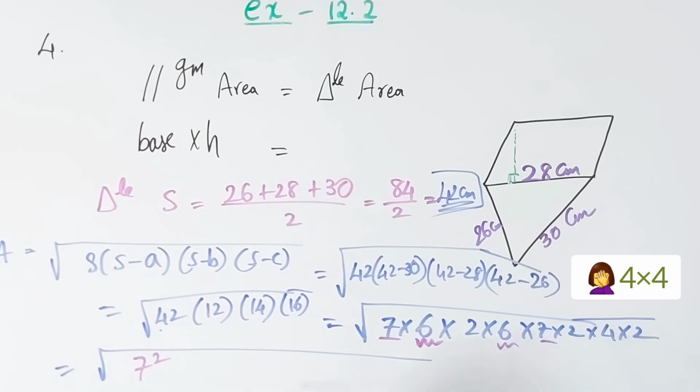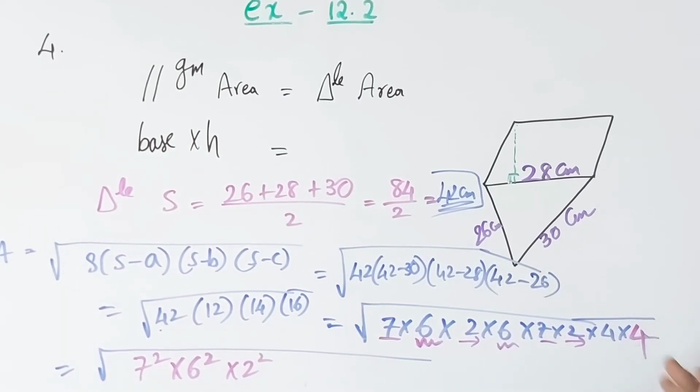6 and 6 into 6 square, and 2 here, 2 square. Here 16 means 4 into 4 children. So 4 into 4, that means 4 square, right? So this equal to, all the numbers we have squares only. So square and square root will get cancelled. 7 into 6 into 2 into 4.